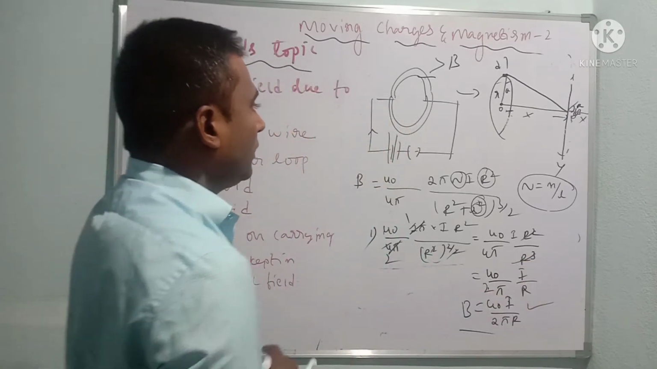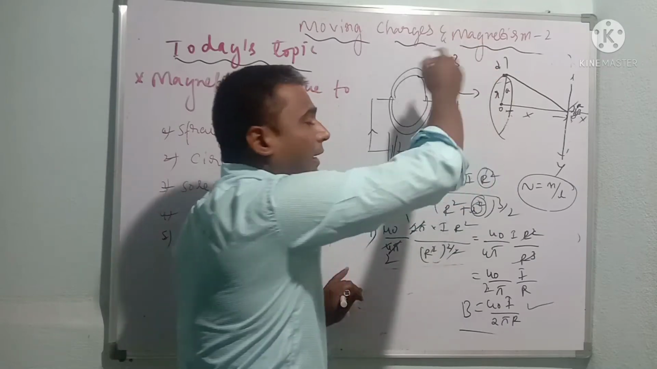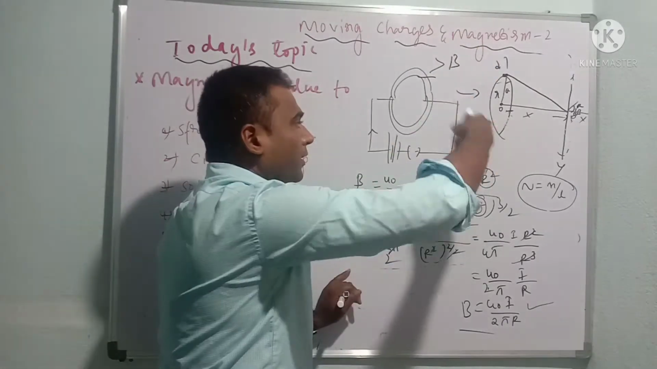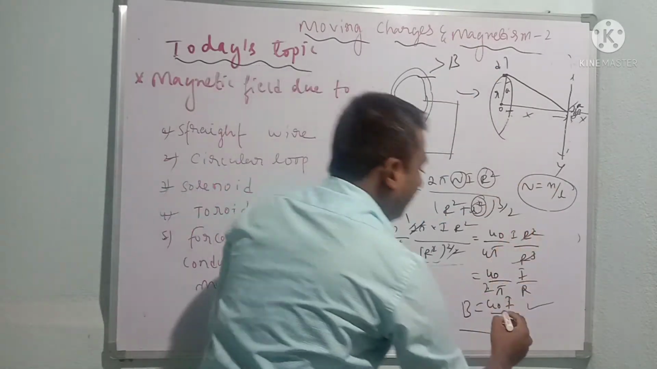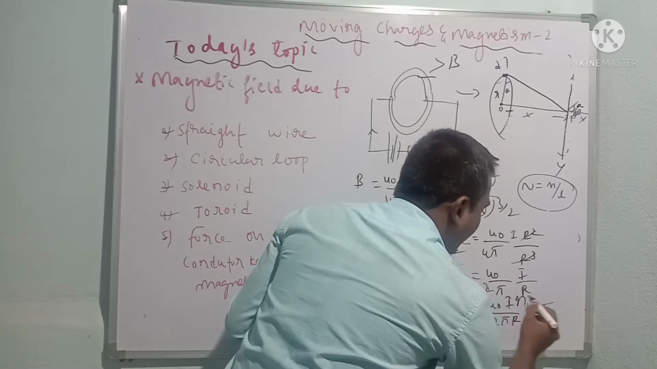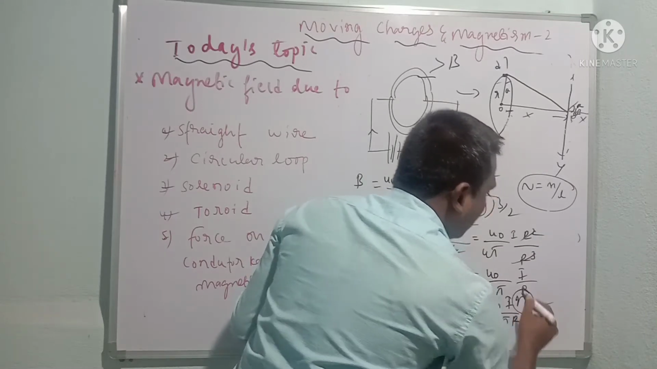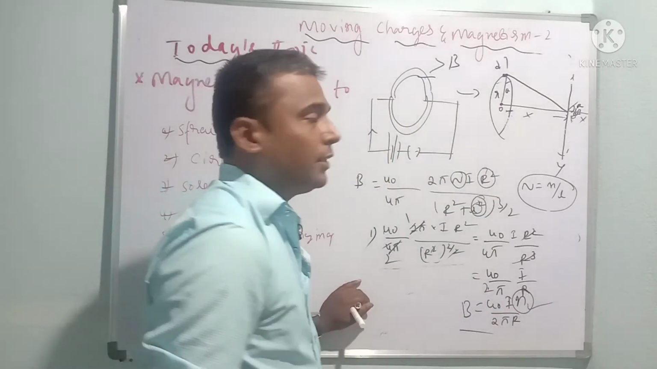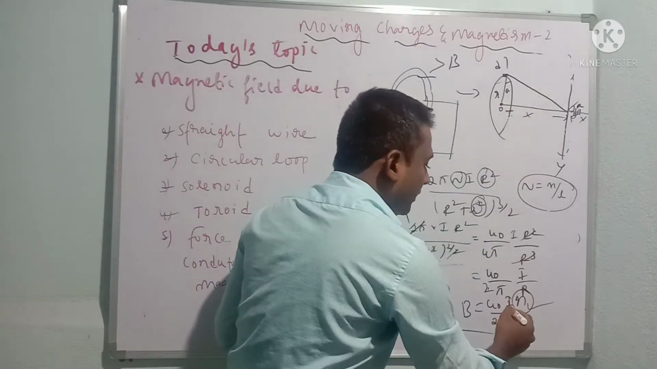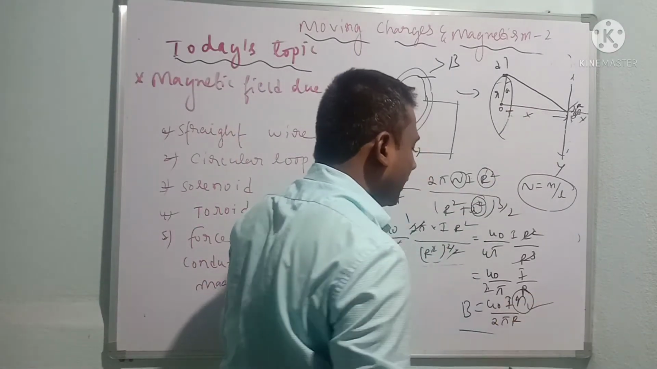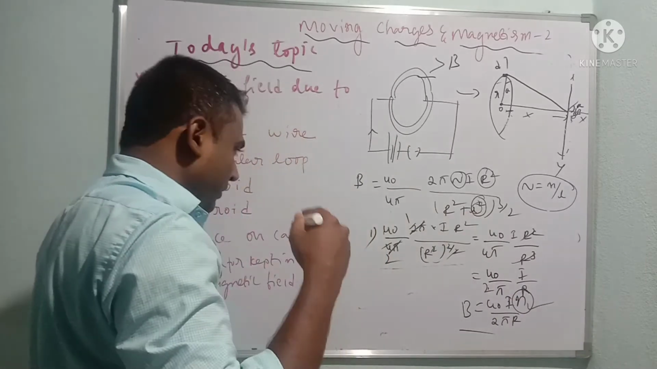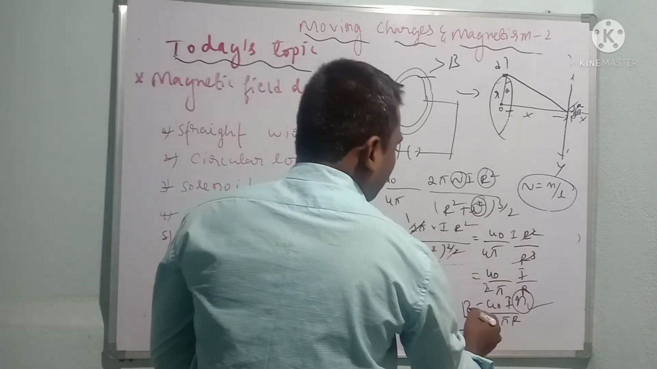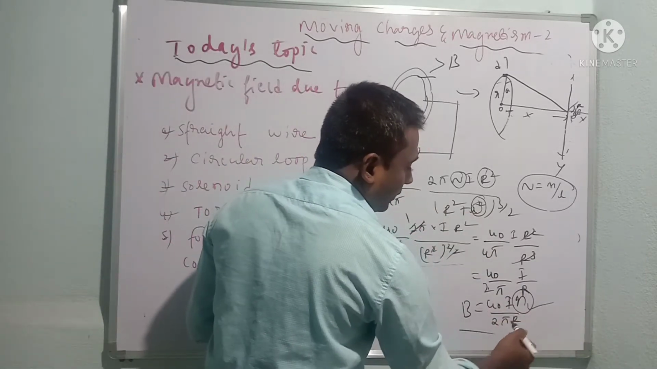Later on, for the whole coil, it depends upon n, the number of turns. What does n mean, children? The number of turns. I have taken a single loop, which gives mu naught I divided by 2 r. If I take a number of turns, then B is equal to mu naught n I divided by 2 r.